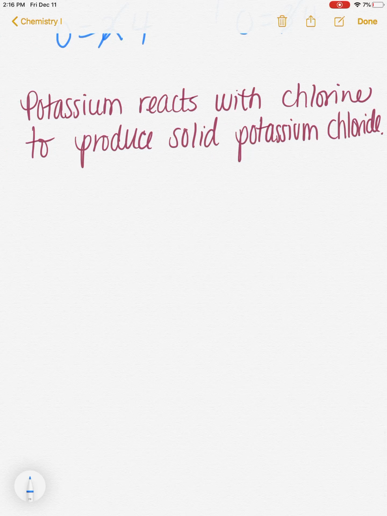All right, our final reaction for this sample set. Potassium reacts with chlorine to produce solid potassium chloride. All right, potassium is K. Potassium is not a Brinkelhoff, so we do not have to put a subscript of 2. Brinkelhoff is an acronym for those diatomic elements, by the way, if I haven't mentioned that. So it's not a diatomic.